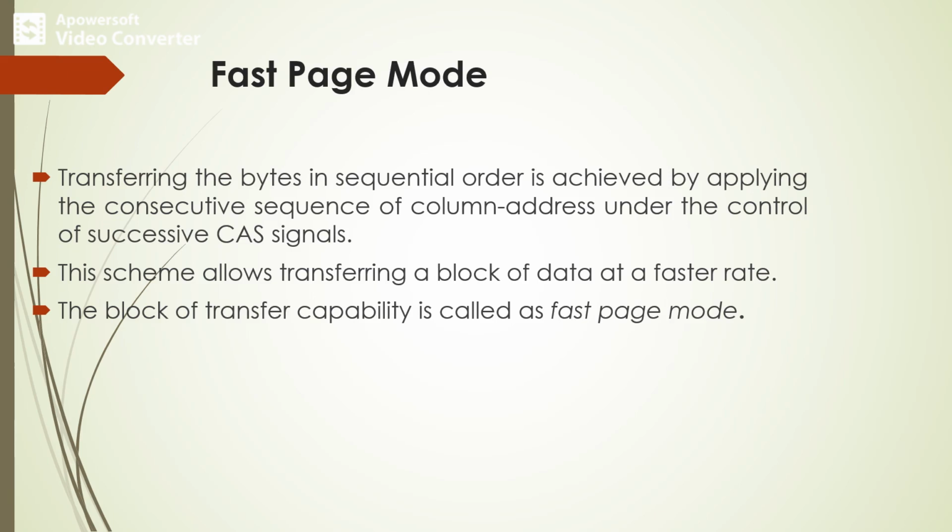So while selecting the row, we select all 4096 cells, but only 8 bits can be placed on the data lines. We have an 8-bit data line, so only 8 bits we can place on the data lines. This byte is selected by the column address bits A0 to A8.